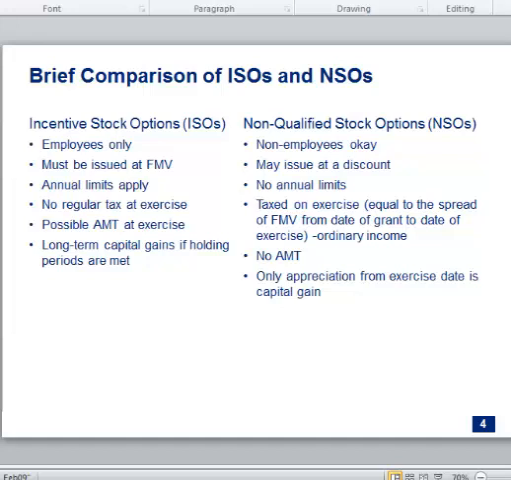Okay, so options. There's two kinds of options. There are NSOs and there's ISOs. Okay, ISOs are incentive stock options. NSOs are options that are not incentive stock options. Okay, so some people refer to ISOs as statutory options. The reason they say that is because statutory options are provided for in the code. If you look in section 421, that's what deals with incentive stock options. And if you have a stock option that is not defined by section 421, then it is a non-qualified stock option. Okay?